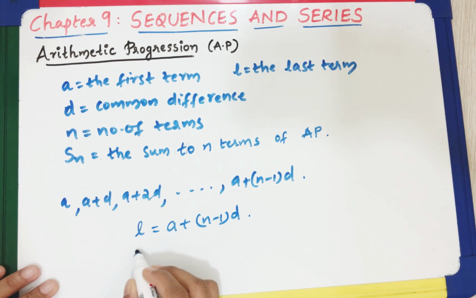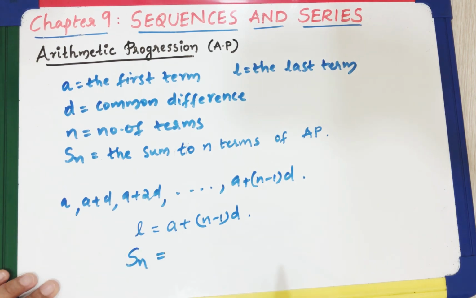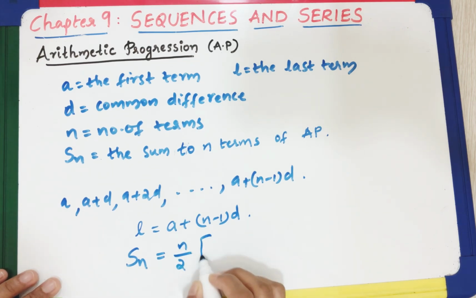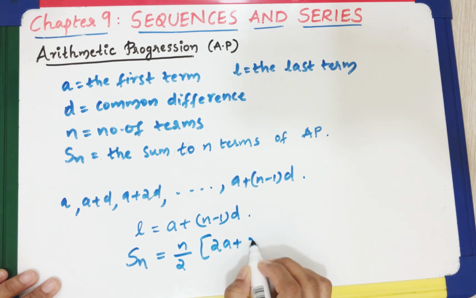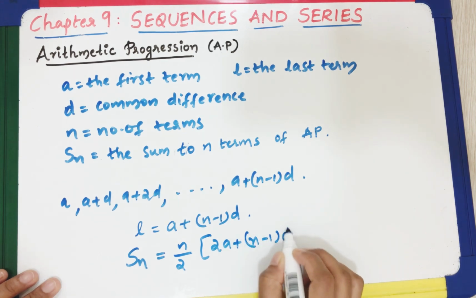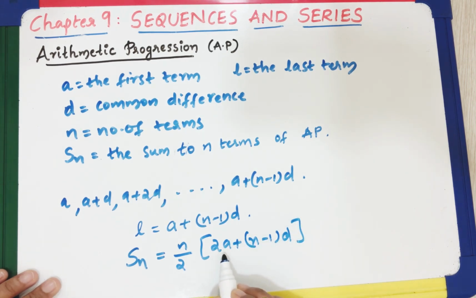What is Sn, the sum to n terms? You already studied this in your previous class. Sn is equal to n by 2 into 2a plus n minus 1 into d. Or we can say, with a plus n minus 1 into d as the last term, n by 2 into a plus l.